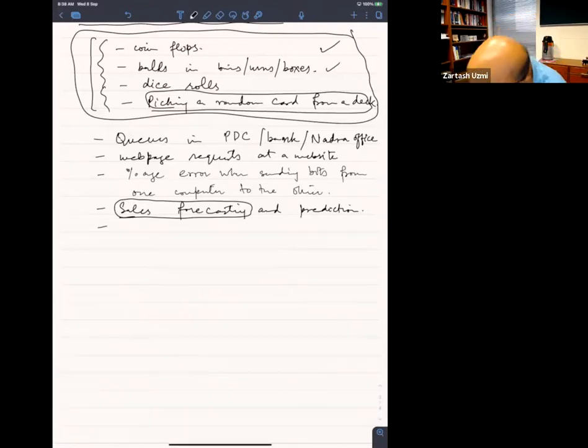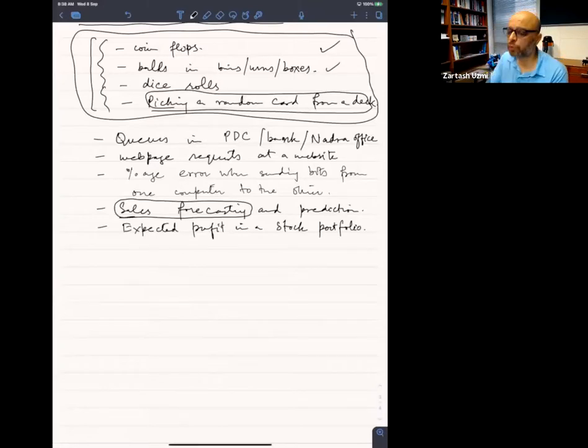So similarly, expected profit in a stock portfolio. You have bought the stock of a company that is listed on the stock exchange. What is the expected profit? People deal with that all the time. Stock brokers are always doing this.